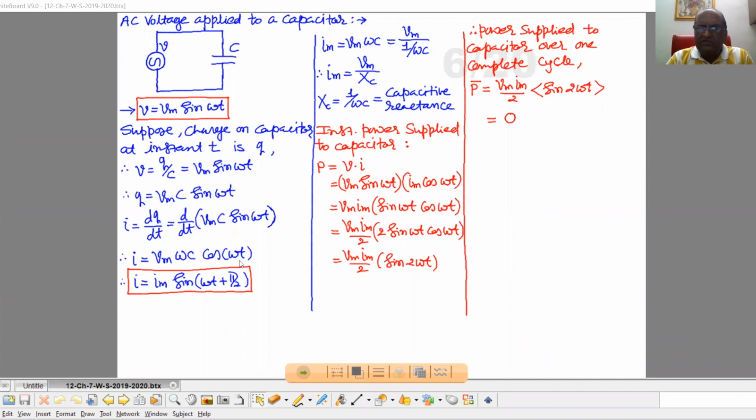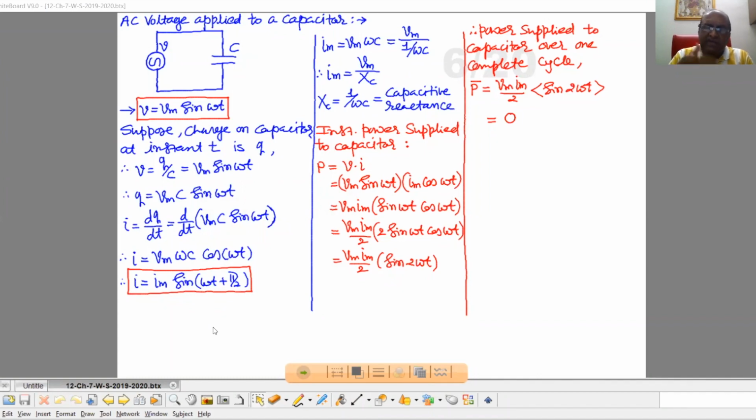Now this cos omega t, you can rewrite as sin omega t plus pi by 2. In trigonometry you study this thing. So why do we write in this manner? Because now here you can see your voltage is Vm sin omega t, your current is Im sin omega t plus pi by 2. Means at any time t, the phase of voltage is omega t, but the phase of current is omega t plus pi by 2.